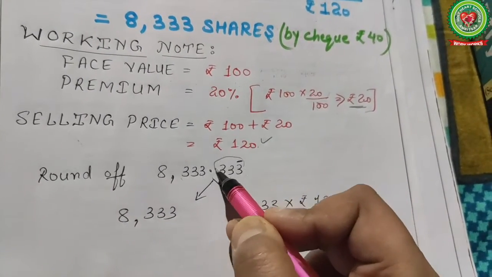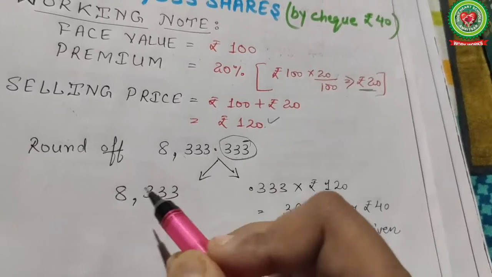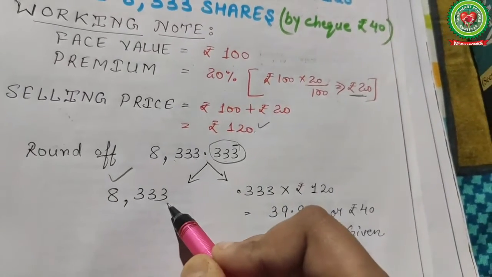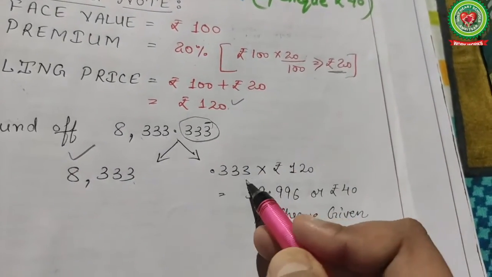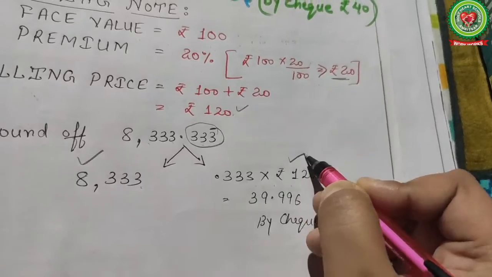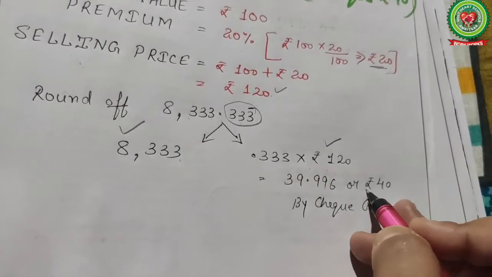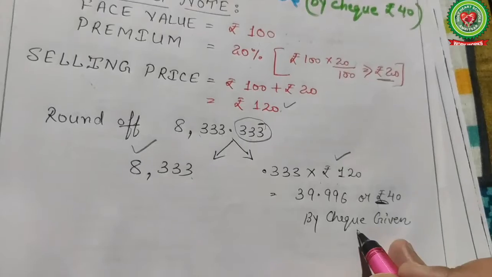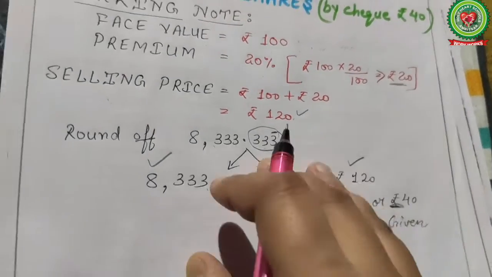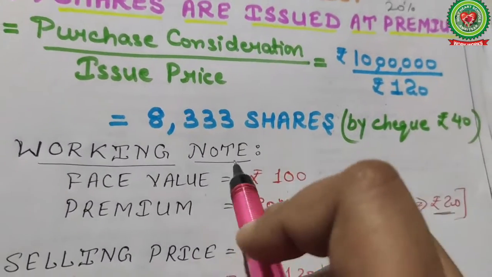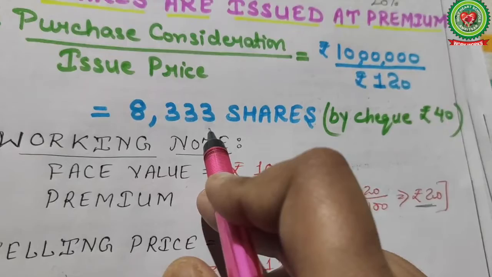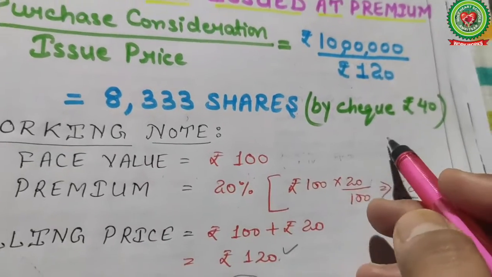So your answer here is 8,333.333. So the 0.333 is rounded off. Number of shares 8,333, and the 0.333 multiplied with the selling price 120 gives rupees 40, which you pay by cheque. So total number of shares 8,333 and 40 rupees by cheque.